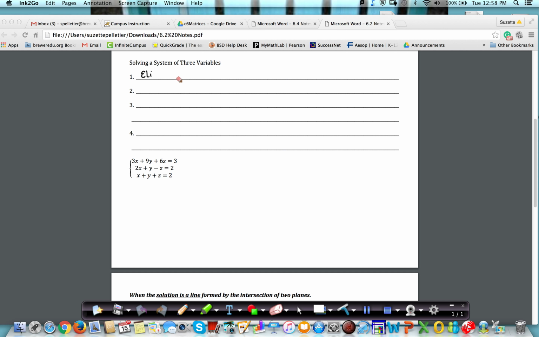Eliminate. Okay, eliminate a variable from any 2 equations. The second thing you're going to do is eliminate the same variable. So eliminate the same variable from 2 different equations.